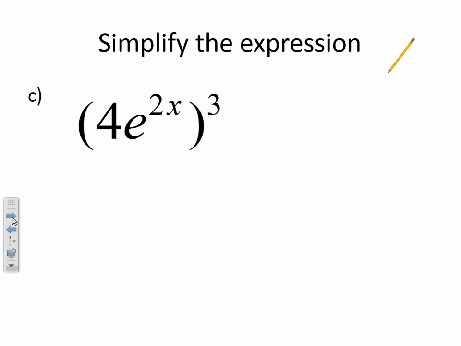Let's do one more like this. Notice there's an x up there. Don't let that fool you. Don't let that make you get nervous, okay? We have 4e to the 2x all taken to the 3rd power.